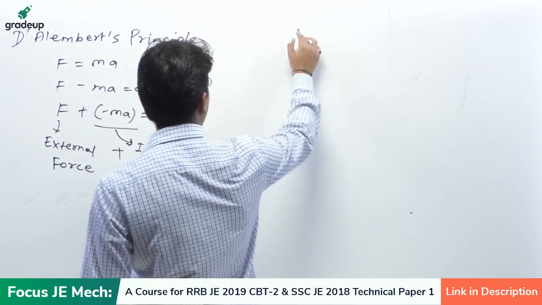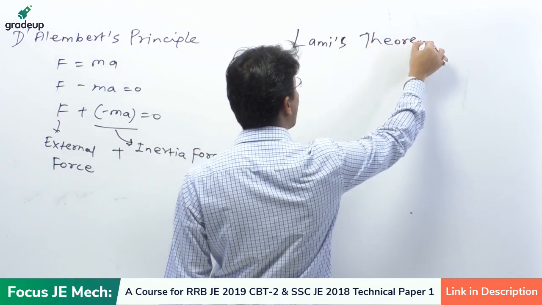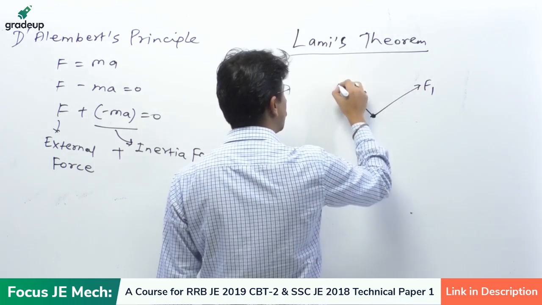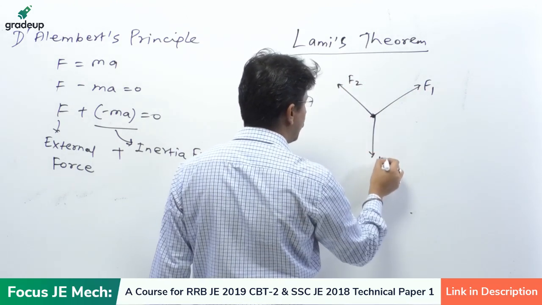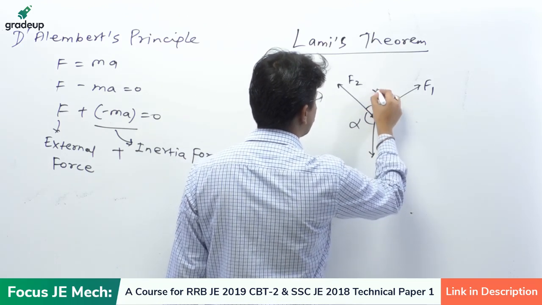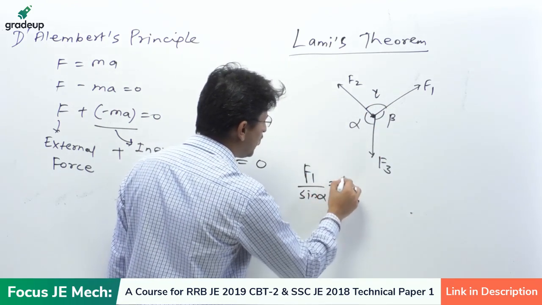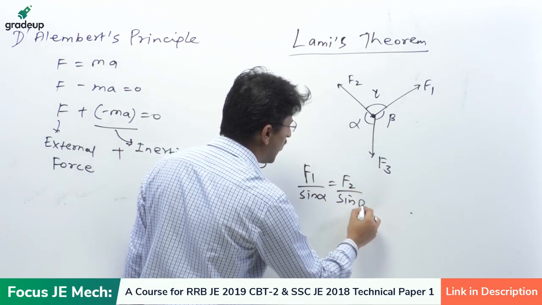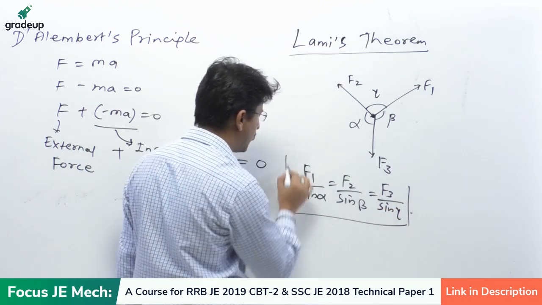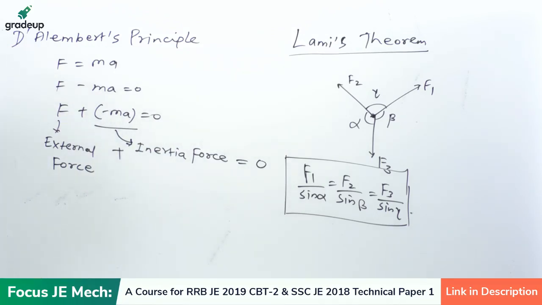Okay, now we have one important one as well in the equilibrium of forces, that is Lami's theorem. What do you mean by Lami's theorem? If there is a body that is acted upon by three forces, F1, F2 and F3, and the angles are like this, then according to Lami's theorem you have F1 over sine alpha is equal to F2 over sine beta is equal to F3 over sine gamma. This is your expression for Lami's theorem. Clear everyone?